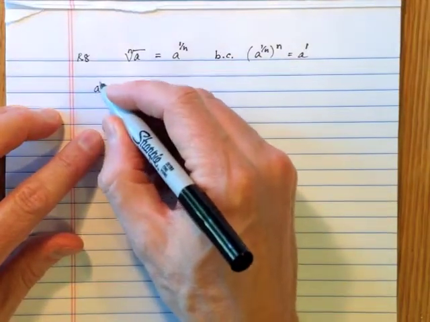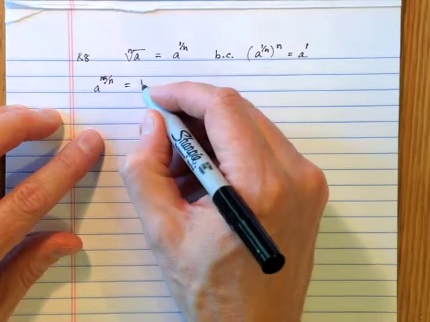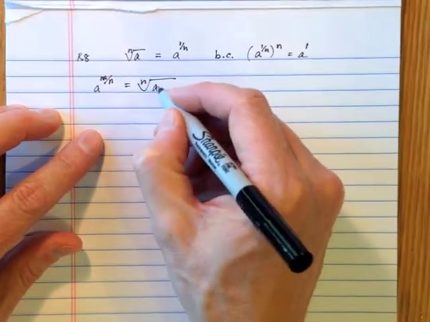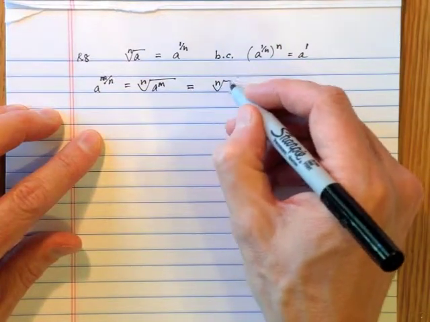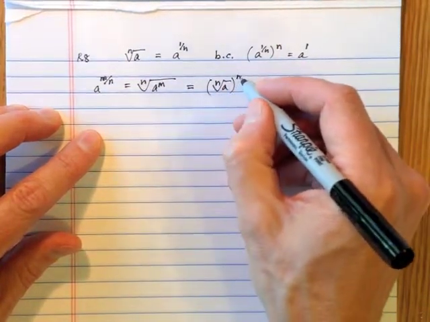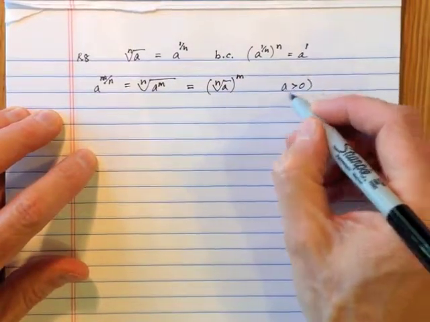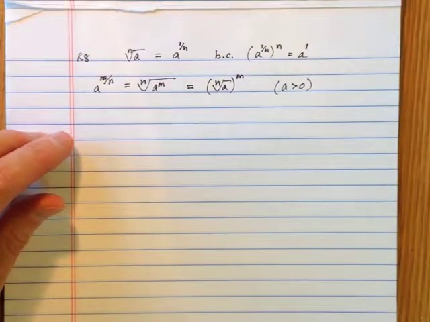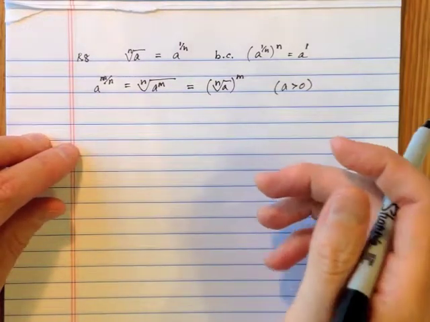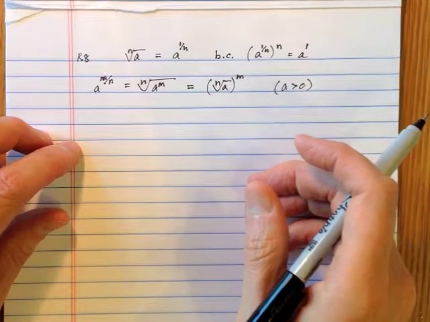Generally, a to the m over n means either the nth root of a to the m, or the nth root of a raised to the mth power, that is, if a is positive. You see in a lot of the homework in the instructions that you're supposed to assume that all the variables involved in the problems are positive. That's because working with radicals gets kind of sticky when you allow negative numbers.